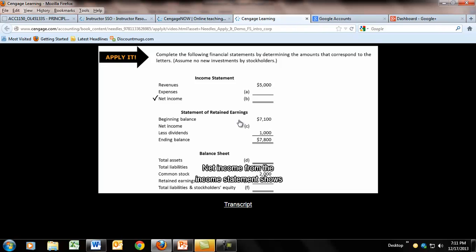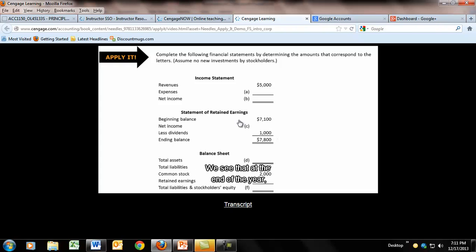Net income from the income statement shows up on the statement of retained earnings, and the ending balance from the statement of retained earnings shows up on the balance sheet. We will want to first look at the statement of retained earnings, since the value of C will be the first step in calculating the rest of the missing amounts.